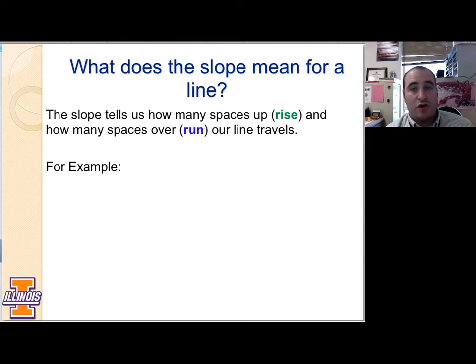We're going to talk about what the slope actually means physically on the graph. The slope tells us two things. It tells us the rise and the run, how far up and how far over we need to travel to get from one point to the next. For example, if I have something that has a slope of 3/8, the rise is on top, the run is on bottom. A positive rise tells us to go up, a positive run tells us to go to the right. And the opposite is true of negatives.